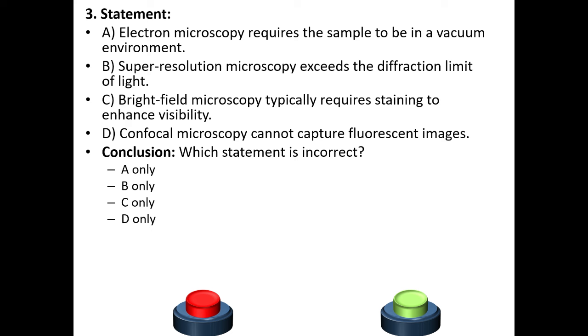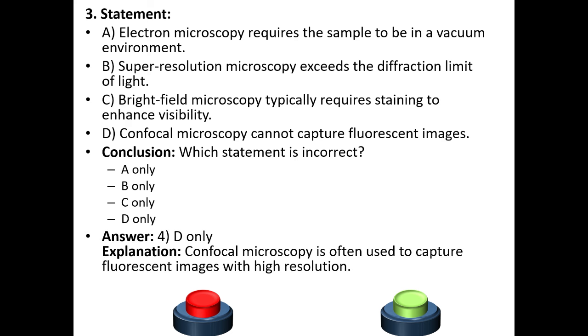The answer is the fourth one, D only. Incorrect statement, D only. Explanation: Confocal microscopy is often used to capture fluorescent images with high resolution.